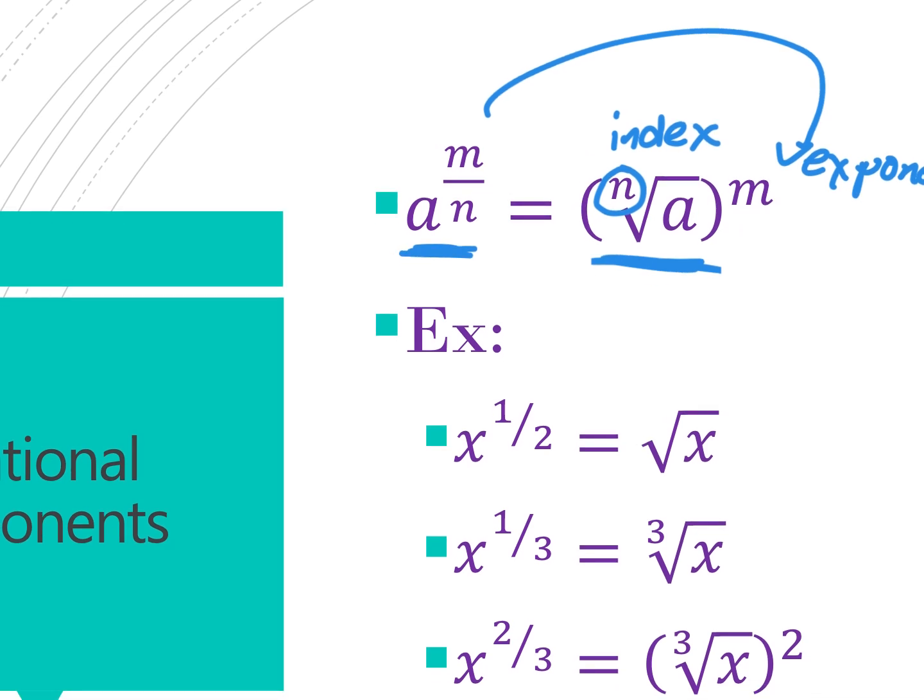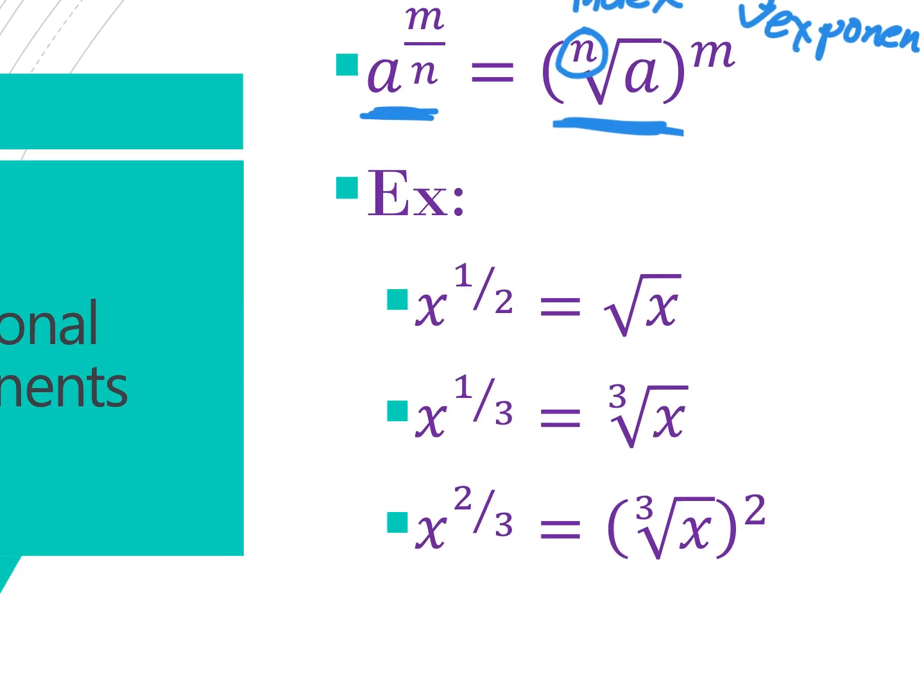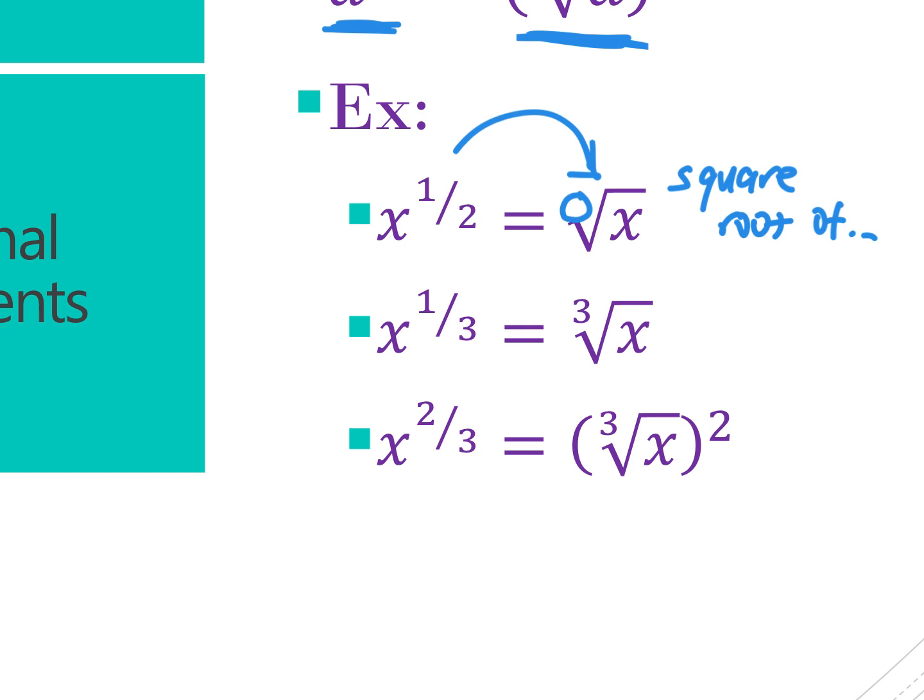So let's talk about some things here. 1/2 becomes what? Well, if I have the exponent of 1/2, x to the 1/2, that's saying the same thing as what? The square root of whatever. But I don't see a little number there. I don't see an index. So if we don't see an index, what do we assume that number is? Not a 1. It's a 2. You guys have all seen that square root symbol 100,000 times. It's assumed that there's a 2 there. So how would you read this one? X to the 1/3, you would read this as the cube root of whatever, correct?